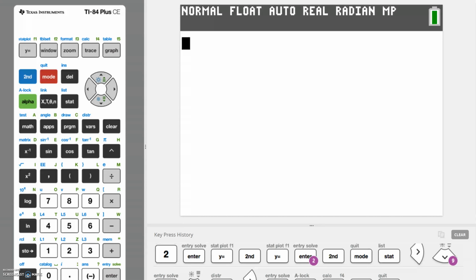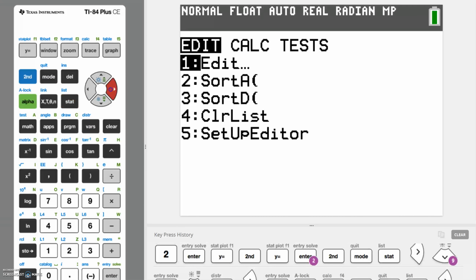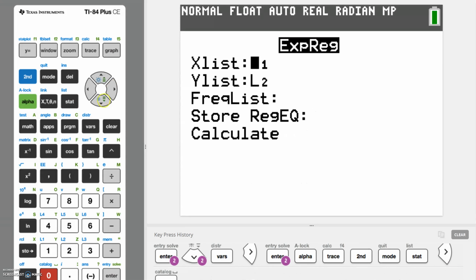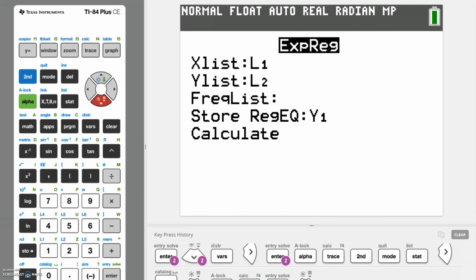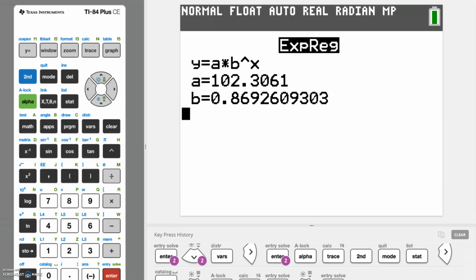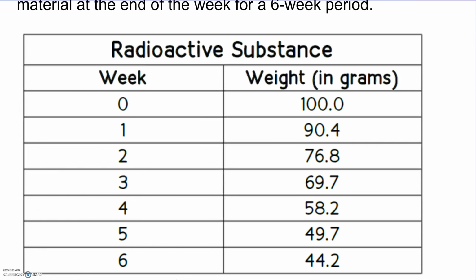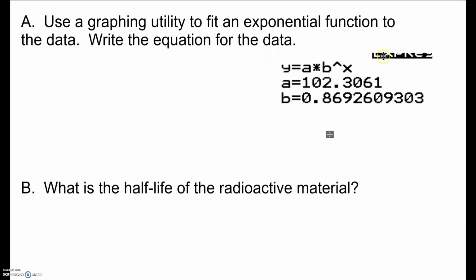Oops, I just cleared mine out. I gotta redo it. Stat calc 0. Okay, now I'm going to calculate. So here's my regression equation. a is 102.3061 times a base of 0.869 to the x power. So that's the equation that I'm going to write down over here on the other page. I have copied that equation right over here to our notebook.